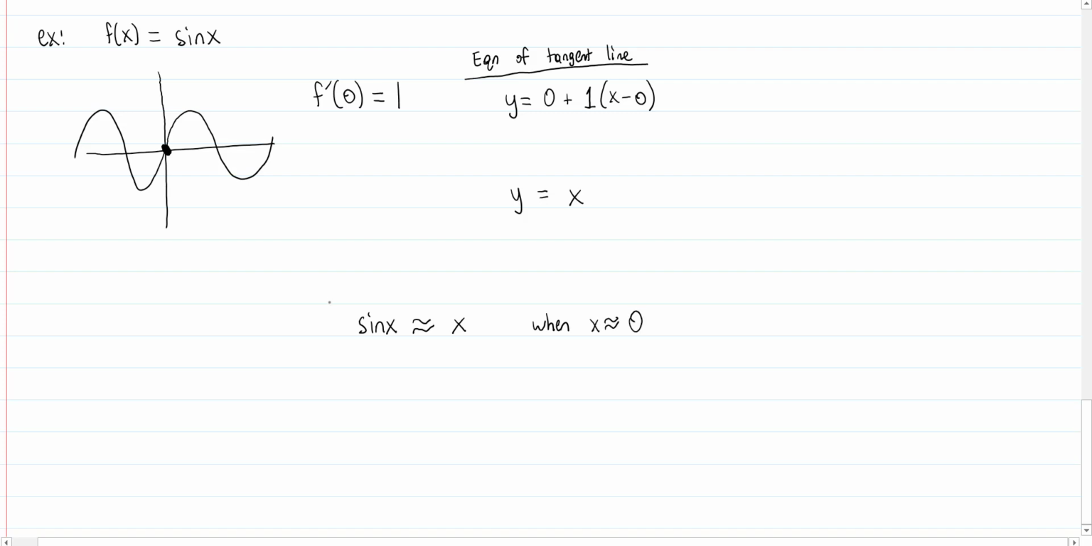Some of you might have seen this approximation before. Sine of x is approximately equal to x when x is close to 0. This comes up in physics, for instance, in a couple of places.